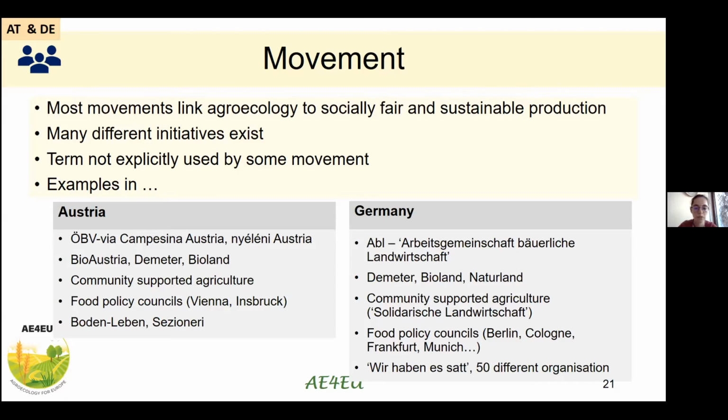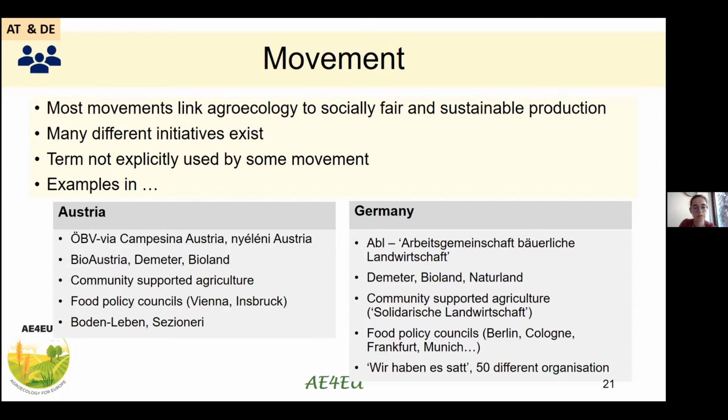And then there's also the Wir haben es satt movement in Germany, which means we are fed up. It focuses on agriculture, environmental, animal, and consumer protection, and it is known for organizing a lot of big demonstrations in Germany, asking for a paradigm shift in agriculture.